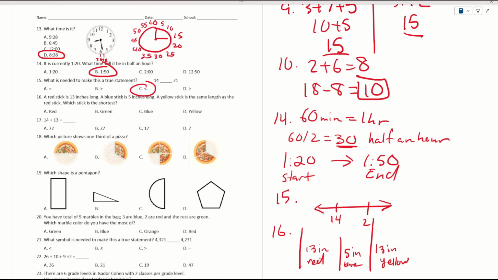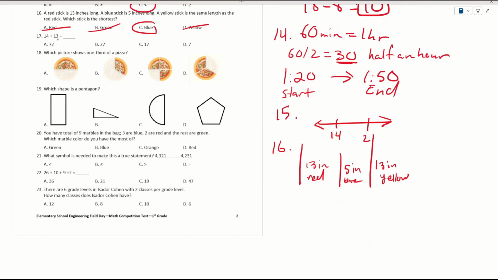Which stick is the shortest? Well, by looking, red and yellow have the same length, so it cannot be red or yellow. There's no green, so it cannot be green. So our answer for this is going to be blue. As you can tell, if you draw a picture, it will likely help you understand the problem and give you your answer. So C is going to be our answer for question 16.